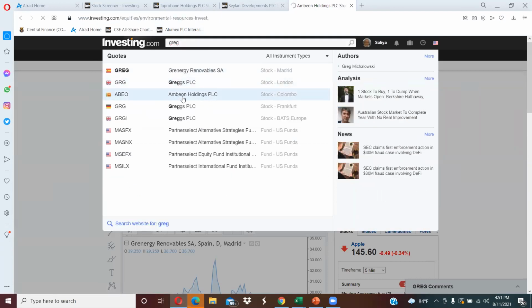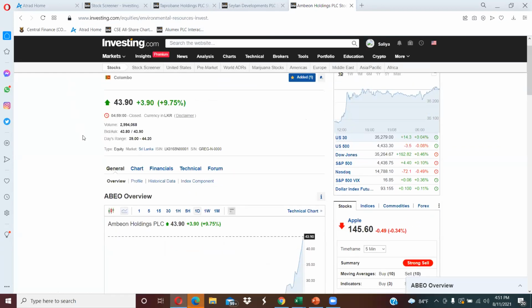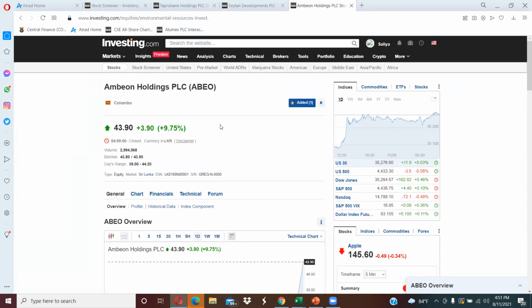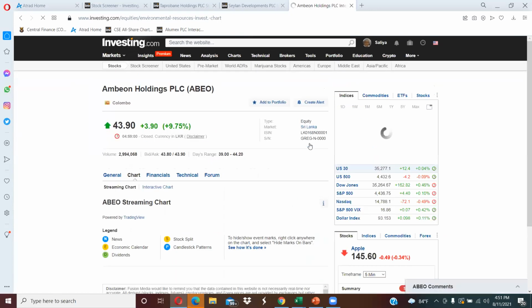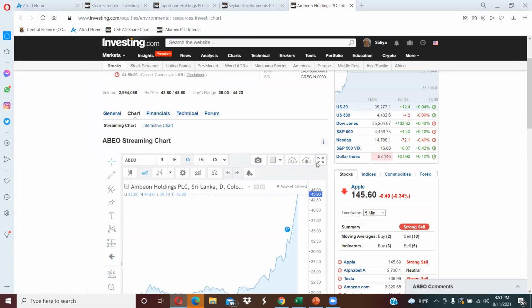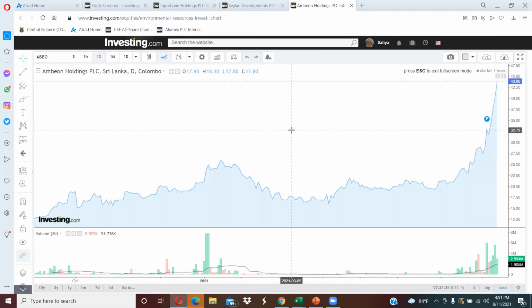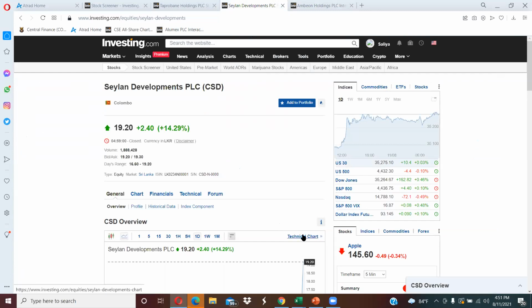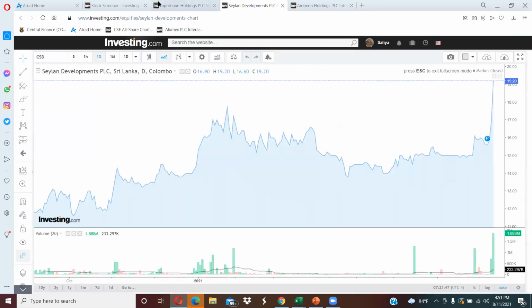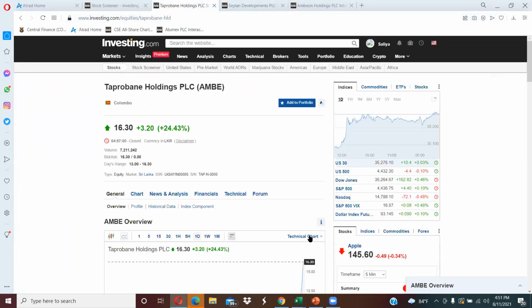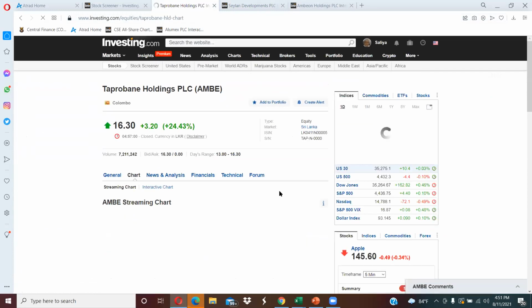Ambient Holdings. Earlier on also we mentioned that when you click on a stock, the page dedicated to that stock appears, and then you go into the technical chart, click on it, and you can enlarge it, and you are in the chart screen. Then the same thing that we will be doing for the other two counters. Enlarge. Then this one also, we will be doing the same thing. Enlarging.